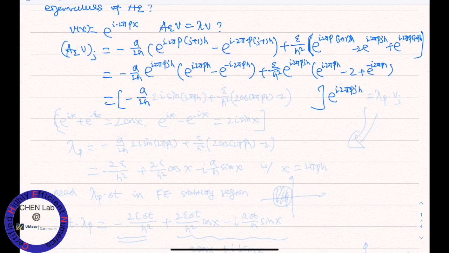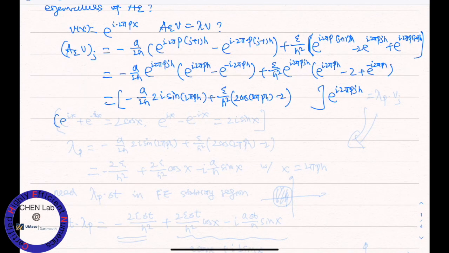e^(i something) minus e^(-i the same guy) is 2i sine that guy, all right? 2 pi ph. 2i sine 2 pi ph plus what do we have is epsilon over h squared. e^(ix) plus e^(-ix) is cosine, right? That's 2 cosine 2 pi ph minus 2, right?